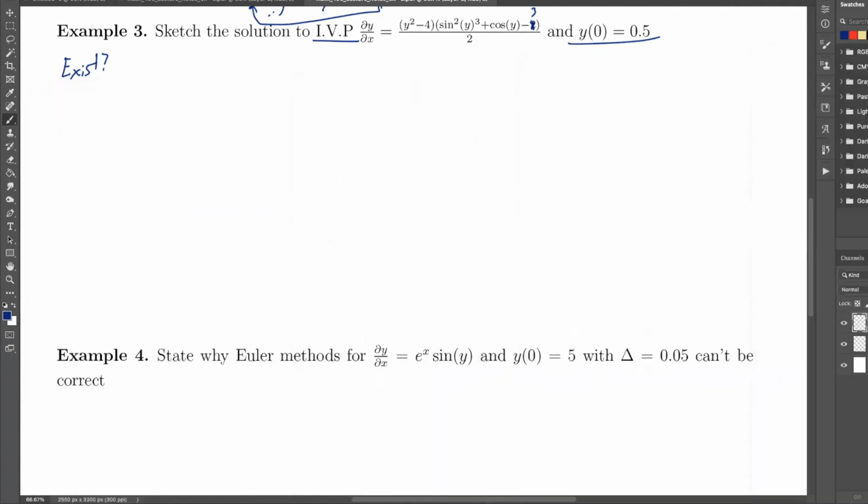So now, does a solution exist? Yeah, it's continuous everywhere, right? In fact, from your Calc 1 class, here I have a polynomial multiplied by a trig function, an addition of trig functions, and therefore this is continuous within its domain. The domain here is everything, so it is continuous. If I took the derivative, it's also unique.